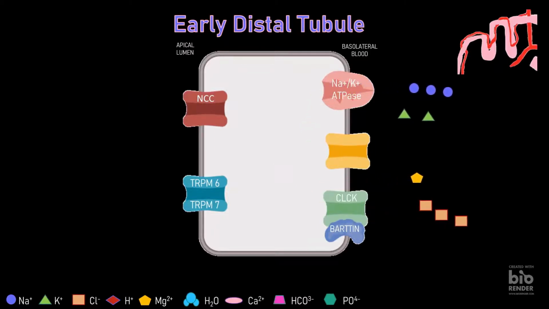Basolateral CLCK, a splice variant of a protein found in the thick ascending limb, moves chloride ions into the blood, regulated by Bartin. Magnesium influxes through TRPM6 and TRPM7, but its point of exit remains unknown.